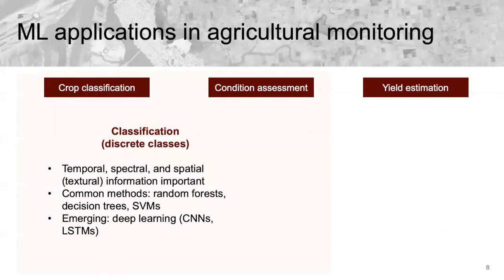So another way to categorize this within our machine learning taxonomy is that in crop classification and condition assessment, we're typically looking at classification methods. And so our outputs are discrete classes. And within these methods, the temporal, spectral, and spatial information are all extremely important. And which one is more important really depends on the individual problem. And again, in spatial, with the resolution that we mostly have available, we're usually looking at texture rather than individual shapes of a crop, for example.